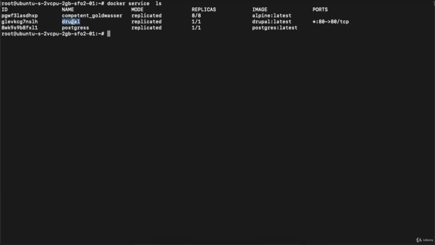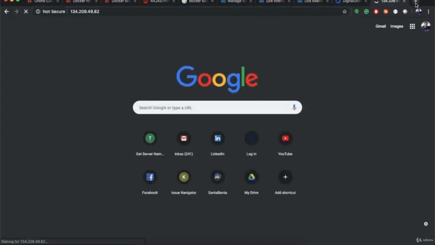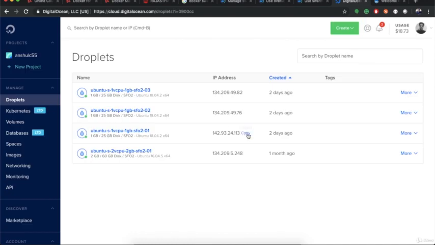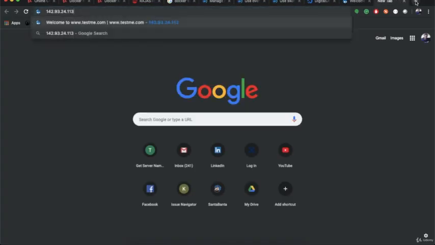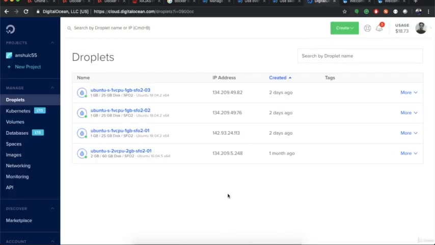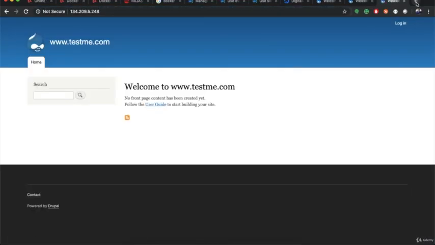If we go to DigitalOcean, copy any of the IPs and paste it in a browser, you can see it will open the Drupal homepage. This is the website we created yesterday, www.testme.com. If I copy another IP, suppose the IP of node 1, and paste it, this will land you on the same page. If I copy yet another IP and paste it here, this will land you on the same page. So it doesn't matter where the application is running.